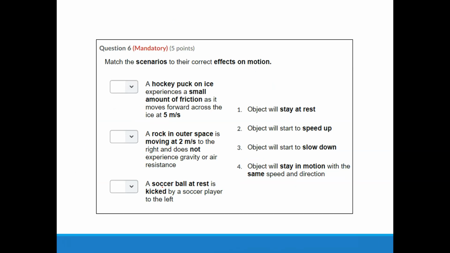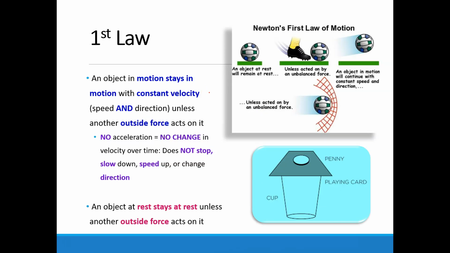Question number 6, we're taking a look at Newton's first law, which is talking about what happens with objects in motion. So let's go ahead and first talk about Newton's first law. Newton's first law says that an object at rest will remain at rest, and an object in motion will remain in motion with constant speed and direction, constant velocity, unless an outside force acts on it.